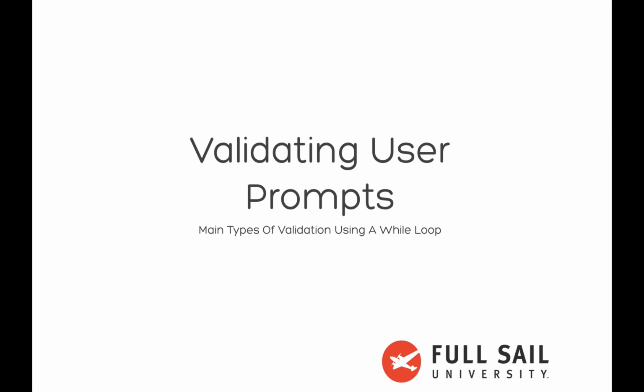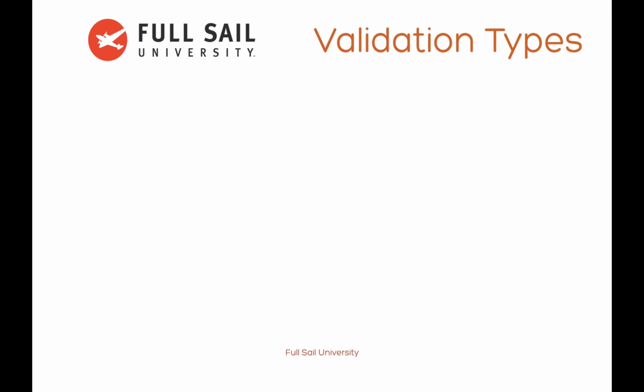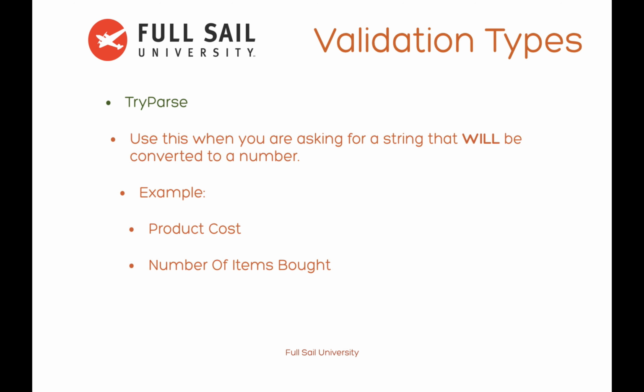The next validation type is going to be that TryParse. Now, you're going to use TryParse when you are asking the user for a number, okay? It's going to be something that's going to be converted to a number. Now, remember, every time we use that read line, it's coming in as a string, no matter what. And we can't do math with a string, so we need to convert it.